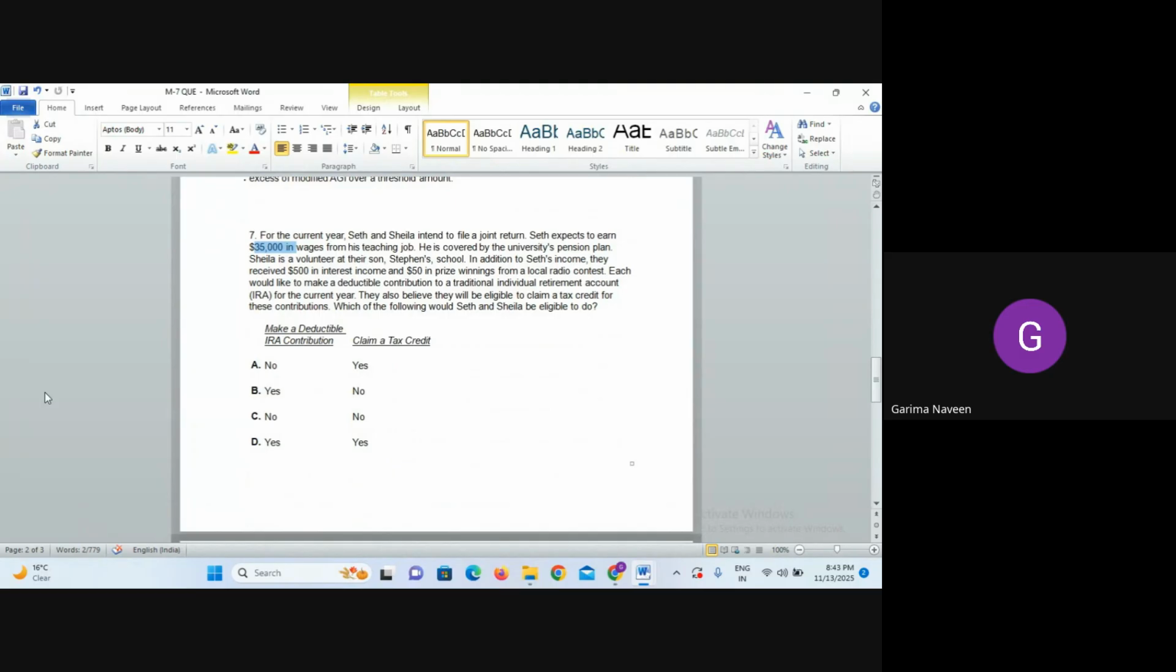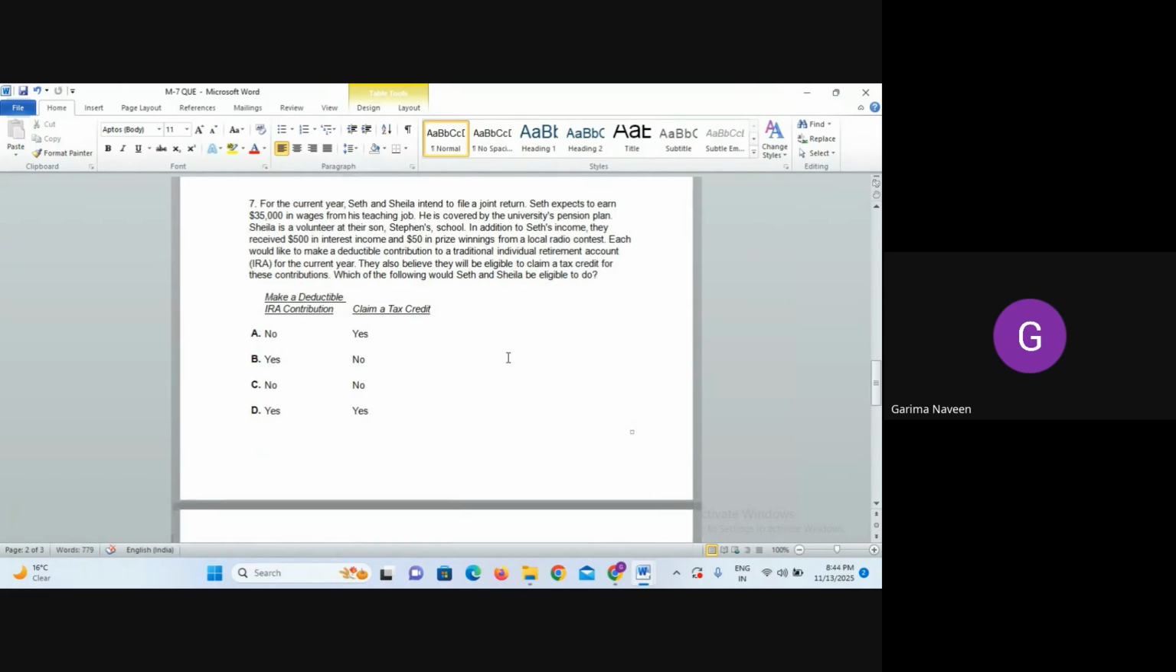So, which of the following would both be eligible to do? They have their wages, interest income, and prize winnings, and they want a deductible traditional IRA, and they also believe they can earn some tax credit for this contribution. So, which of the following will be eligible for them? Option D. Okay, and the other one.